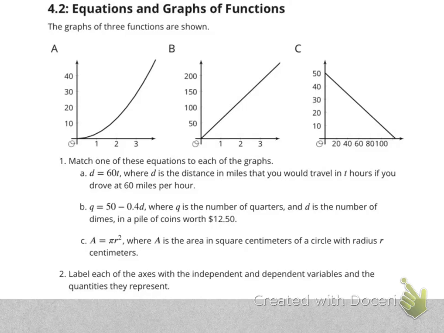Alright, so let's look at this. This is on page 125. The graphs of 3 functions are shown. So if you look at A, that's that curve I'm talking about. It's a very slight curve, but it still curves. And then B and C, there are graphs like we've looked at before. Number 1 says match one of these equations to each of these graphs.